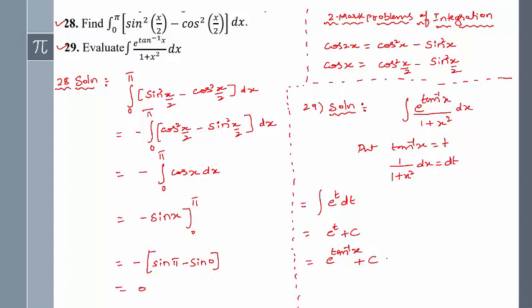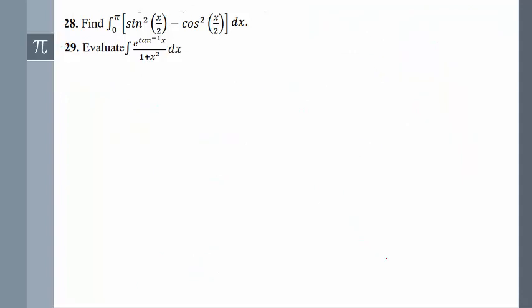Where you have to use trigonometric formulas and where you have to use the substitution method, you have to practice more and more. Clear? Okay.